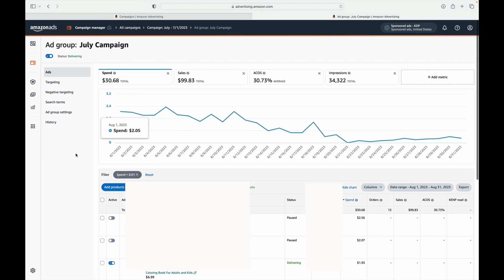I only had this one campaign going in the month of August, and we'll see that it's called July campaign, but right here, we just pulled up the date range of August. I just never renamed it. So in my August campaign, we have a $30.68 total spend, which is higher than the prior month, but we did see how much more money was generated.